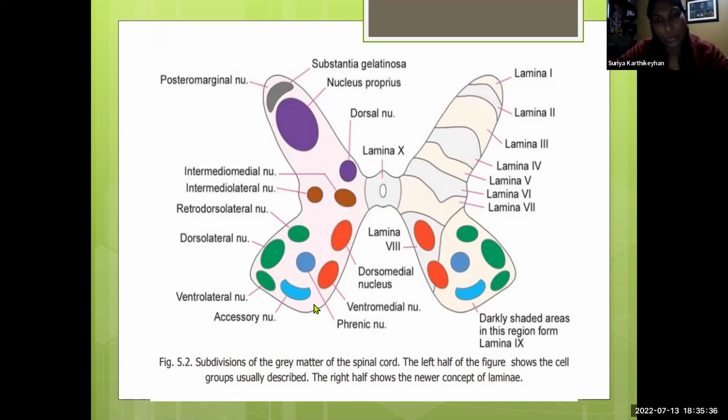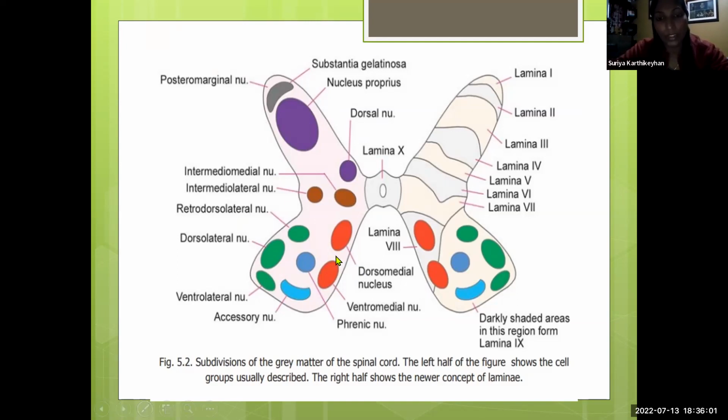So what are all these nuclei doing here? We are saying they are composed of nerve cell bodies, and then we have the medial group, lateral group, and central group. What is actually the function of all these nuclei? As I told you, the anterior gray horn is mainly concerned with motor efferents. So these nuclei are mainly concerned with the motor efferents, the motor activities. Okay.